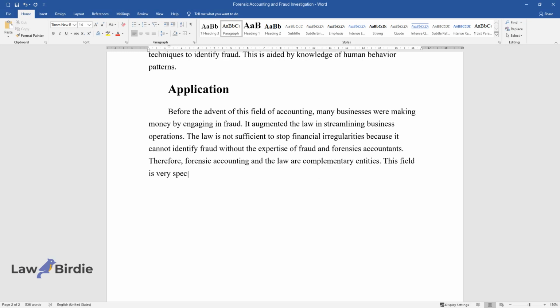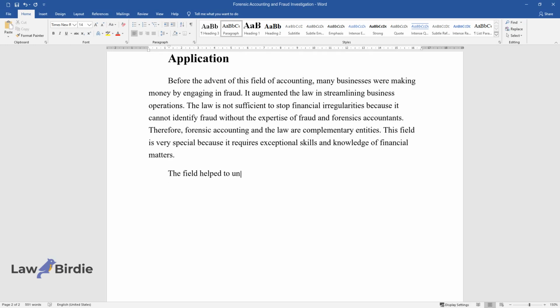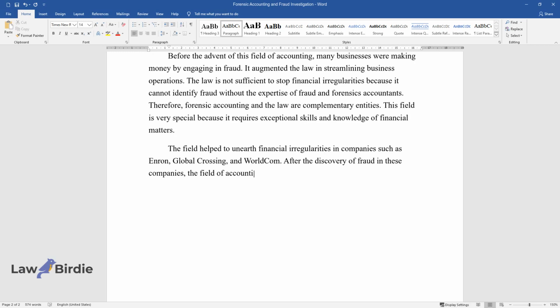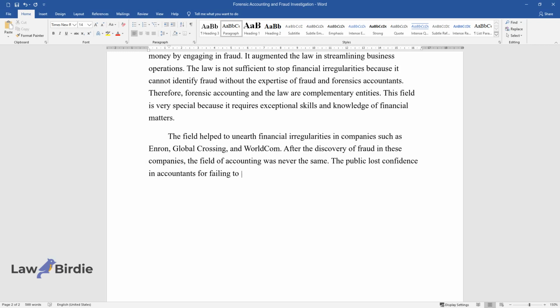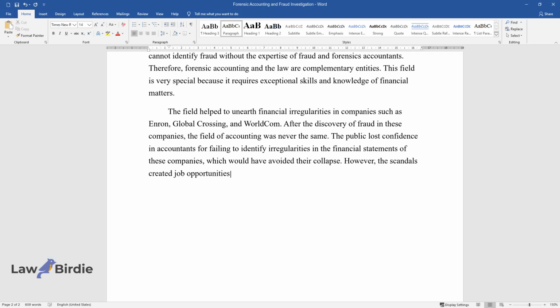This field is very special because it requires exceptional skills and knowledge of financial matters. The field helped to unearth financial irregularities in companies such as Enron, Global Crossing, and WorldCom. After the discovery of fraud in these companies, the field of accounting was never the same. The public lost confidence in accountants for failing to identify irregularities in the financial statements of these companies, which would have avoided their collapse. However, the scandals created job opportunities for accountants practicing in this field.